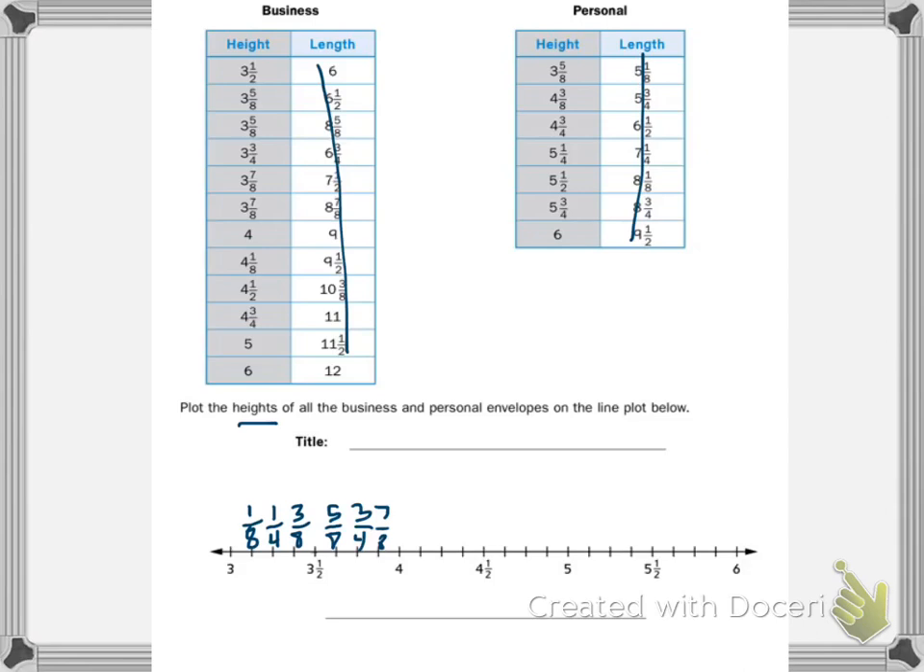Let's start with the title of our line plot. What are we talking about here? Well, if I was coming up with one, I might leave it real simple and just say envelope heights. And then what would all of these numbers down here be? What would we call those? We would still call those heights, but what are we measuring them in? We're measuring them in inches.